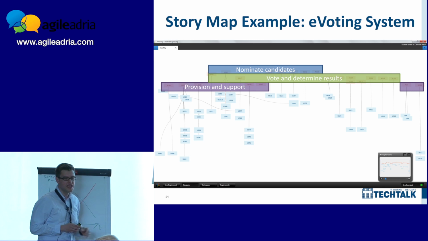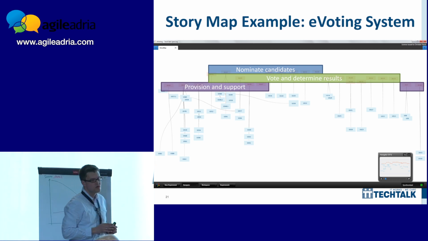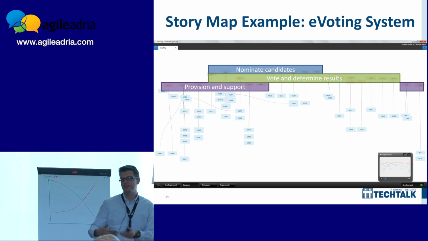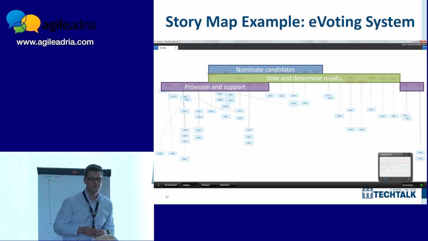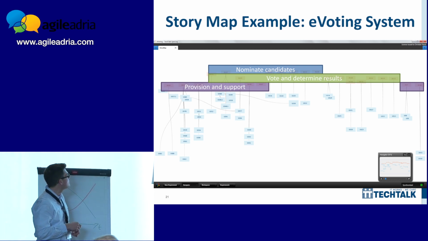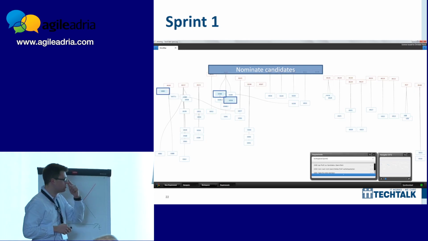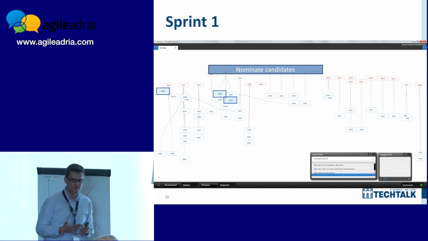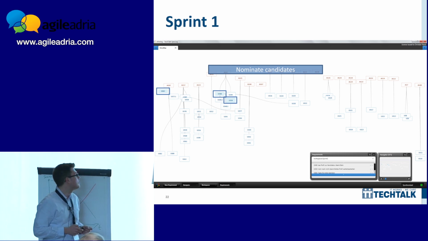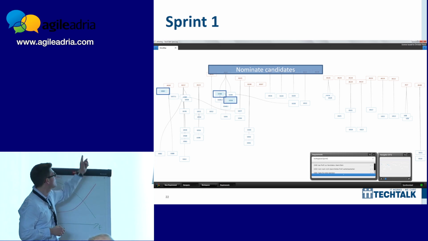And in this map you see actually 3 flows. One was the nomination of candidates, one was the voting and determination of the results, and the third one was the provisioning and some support around the system. And we started to build the system. We built the systems in 4 sprints of 4 weeks. Unfortunately, we had only 4-week sprints, which was delaying feedback quite a lot. And this was the first sprint.